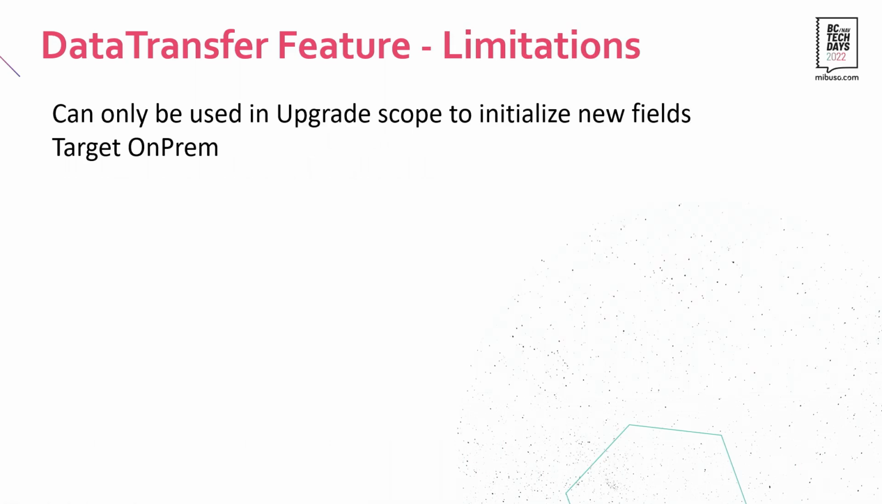Now, it has some limitations because it's a very powerful feature. We can only use it in upgrade scope to initialize the new fields. So the only usage we can use it for is to move the obsolete removed fields onto the new field, because otherwise it would be a breaking change if we do not raise the events. And since it is a powerful feature, currently it's marked as target on-prem, which means that you will unfortunately not be able to use it for SaaS solution, but you can use it for your own on-prem upgrade if you want to make it faster.